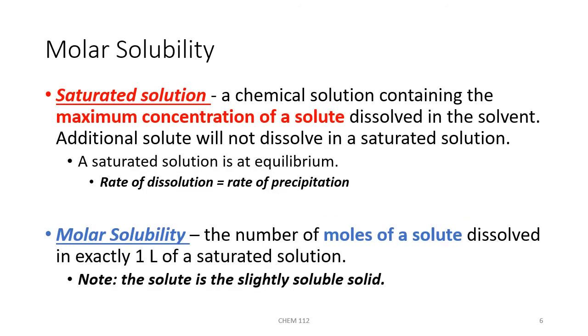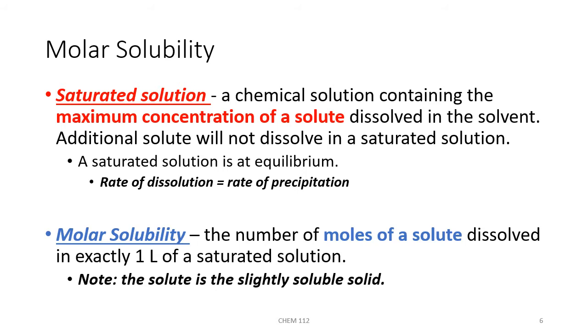The next important thing to define is something called the molar solubility. But first, I want to remind you what a saturated solution is. A saturated solution is a solution that specifically has the maximum concentration of solute dissolved in the solvent. Essentially, it will not allow any more solute to be dissolved at that point. And if it had less solute dissolved, it would actually be unsaturated. So it has that perfect maximum amount of solute contained within the solvent.